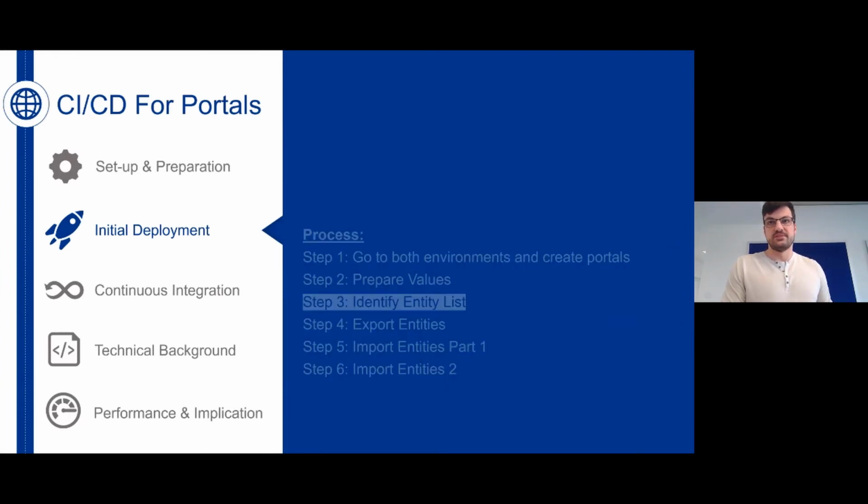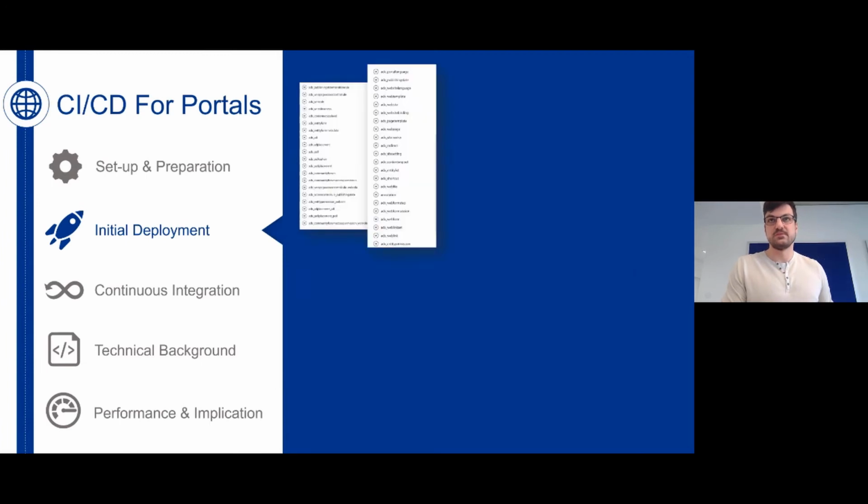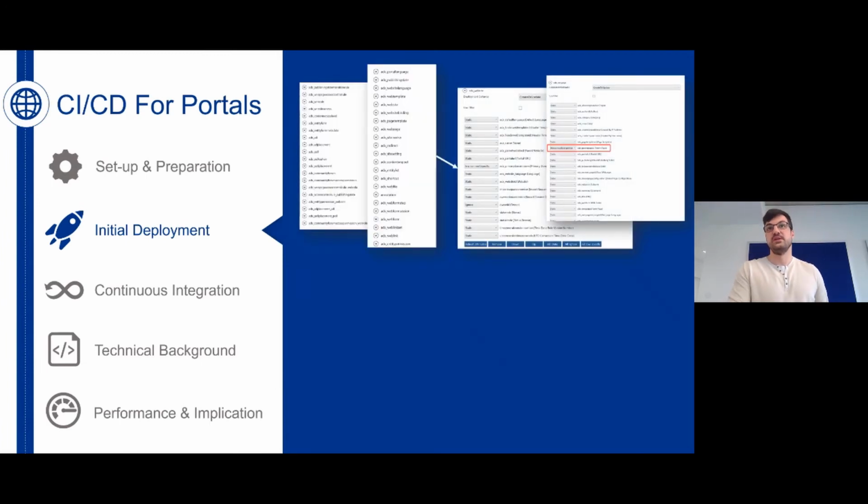Identify the entity list. So what I would like to show you here is a list. It's not necessary to read the full list here. I just want to show you how many entities we have. Most of them are ADX underscore, which is the publisher prefix.